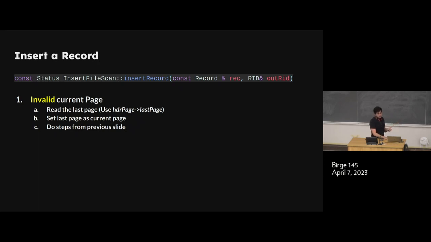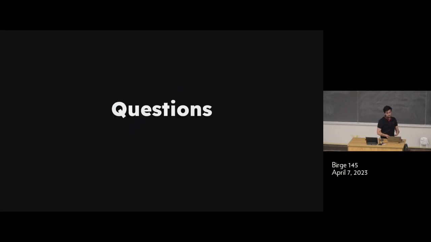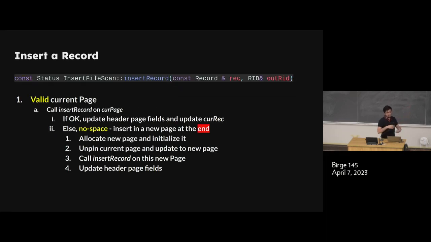What happens if the current page is invalid? Well, obviously you cannot insert anything into an invalid current page, so what you'll do is just go directly to the last page in your file and try to insert the record there, and if there is no space there, just do the same process as we did in the previous slide. Just try to create a new page and then add it at the end of the doubly linked list.